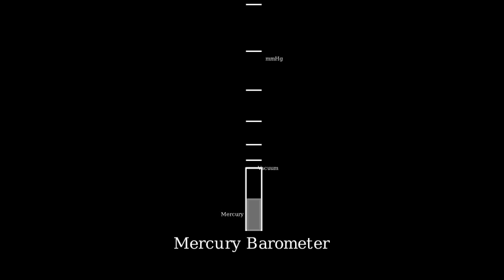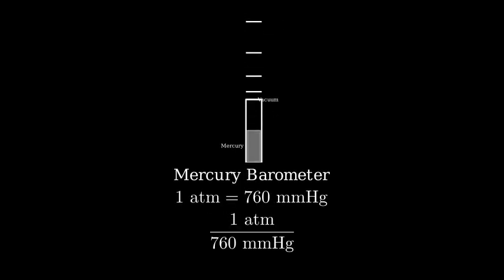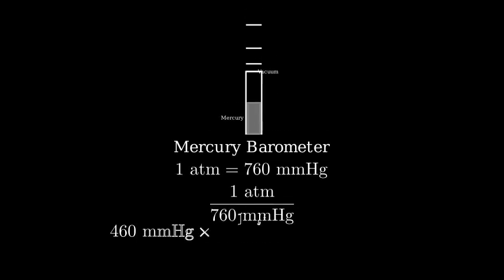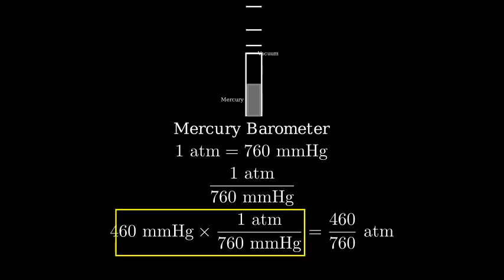We can write this as our conversion factor. To convert 460 millimeters of mercury to atmospheres, we multiply 460 millimeters of mercury by this conversion factor. Notice how the units of mmHg cancel out, leaving us with atmospheres. Now, we just need to divide 460 by 760. This gives us approximately 0.6053 atmospheres.